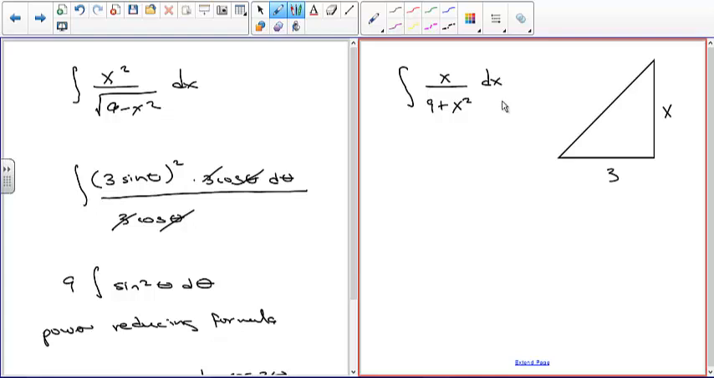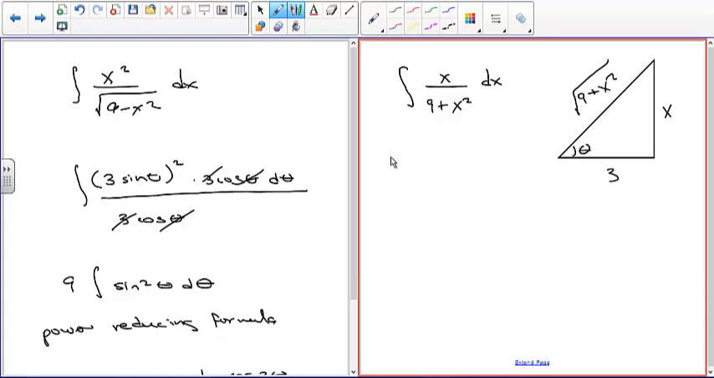And as a consequence, the hypotenuse is going to be the square root of 9 plus x squared, because this squared plus that squared equals that squared. So if I solve for this, it's going to be the square root of this squared plus that squared. And so by using the tangent to define my original triangle, I get something that kind of looks like the denominator here. It's not exactly, but if you square this, you'll end up with that.